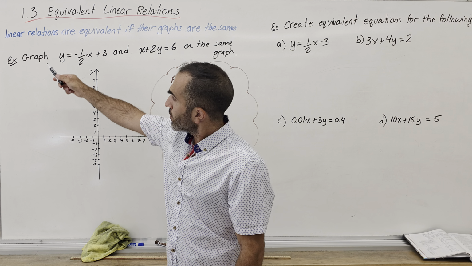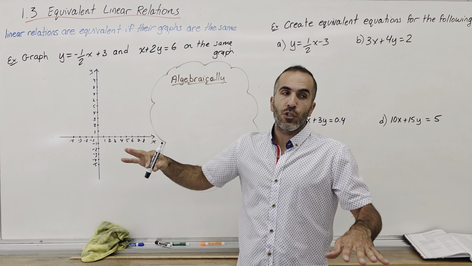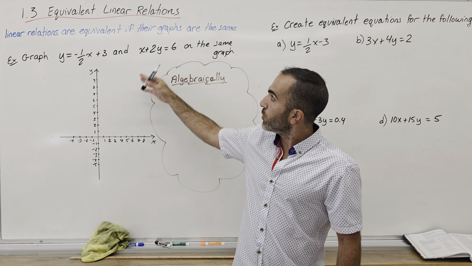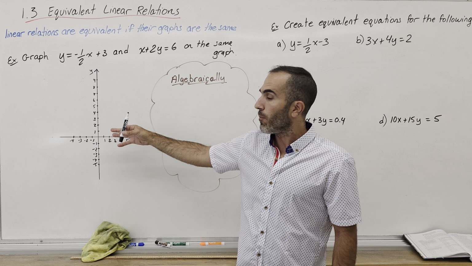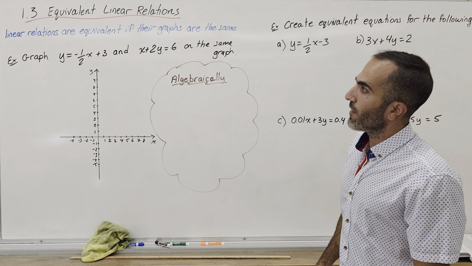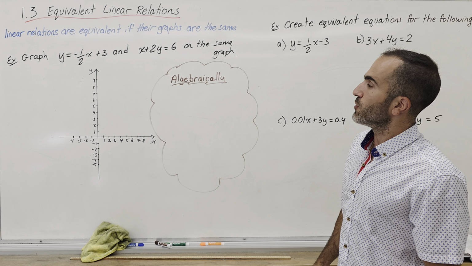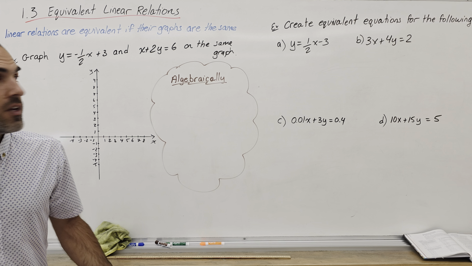So for instance, if I graph one line, I graph another line, and they are different lines, for sure they are not equivalent. But if I graph two lines on the same graph and they are in fact the same line for whatever reason, we call them equivalent linear relations. So here I'm going to graph y equals negative a half x plus 3 and x plus 2y equals 6 on the same graph. I'm going to use whatever strategy you want.